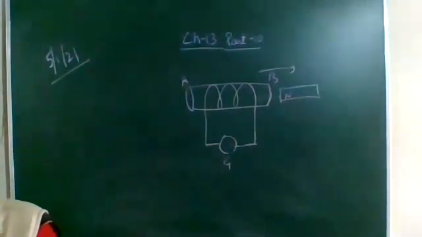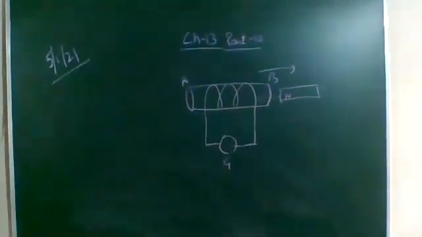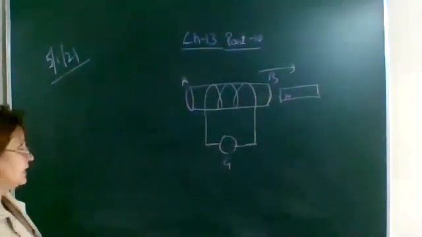Disconnect the coil 1 from the battery. You will observe that the needle momentarily moves but on the opposite side. It means that now the current flows in the opposite direction in the coil 2. So there is one more method to produce induced current in a coil.